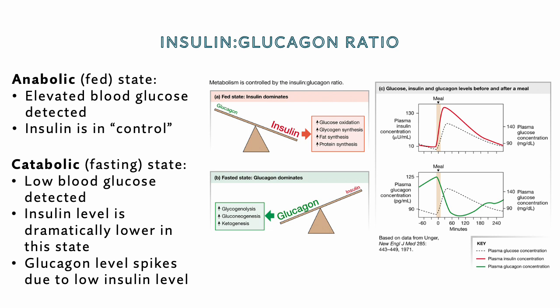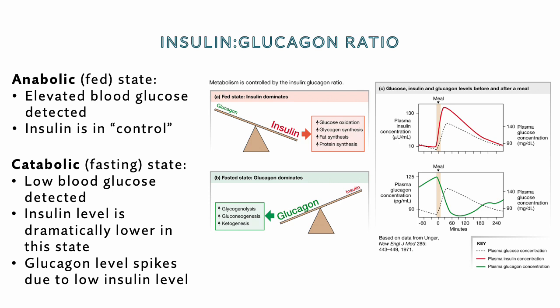This ratio shifts depending on whether you're fed or fasting. After meals, insulin dominates. In fasting, glucagon takes over to maintain a normal level of blood sugar. This diagram shows how insulin to glucagon ratio controls metabolism in fed and fasted states.